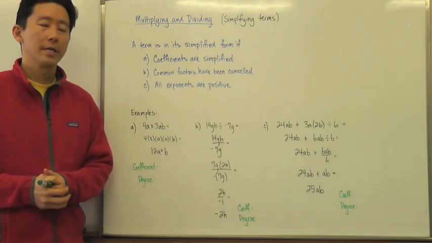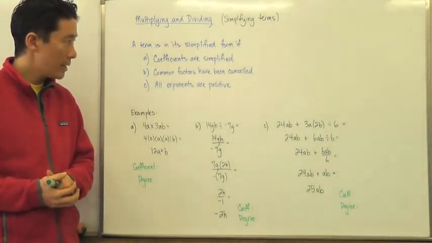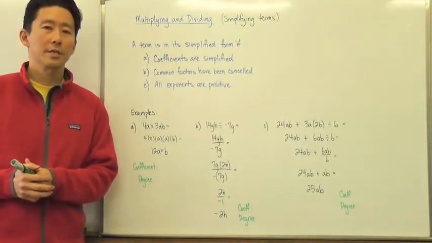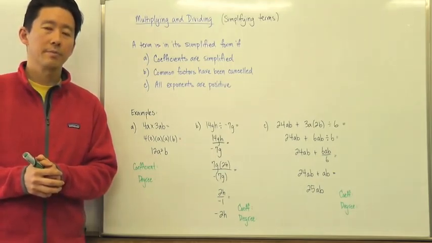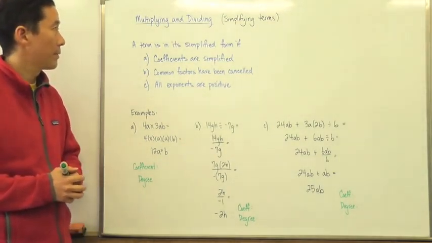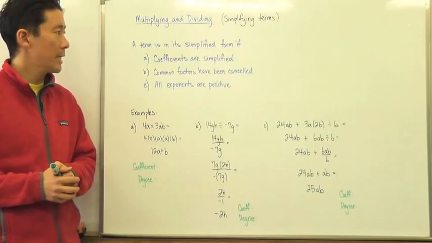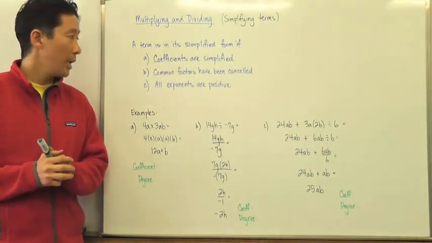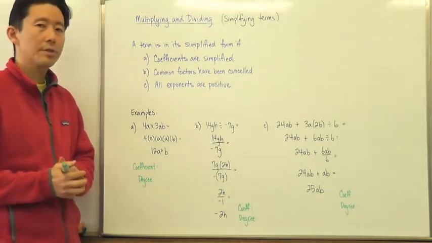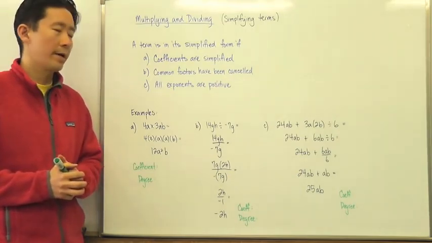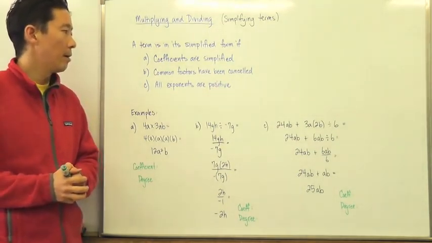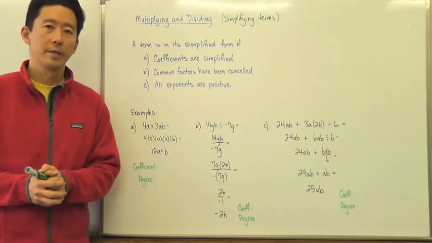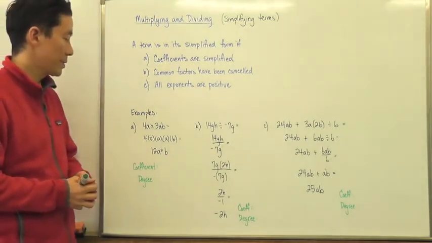Hello everyone, let's go ahead and take a look at multiplying and dividing. In this particular section, what we're really doing is simplifying terms. Now, a term is in its simplified form if the coefficients are simplified, common factors have been cancelled, and all exponents are positive. So let's take a look at some examples.